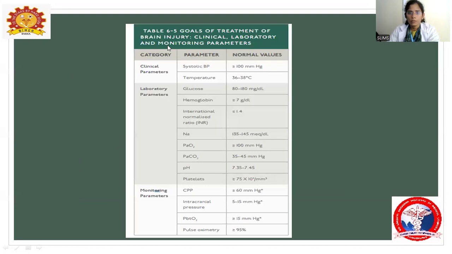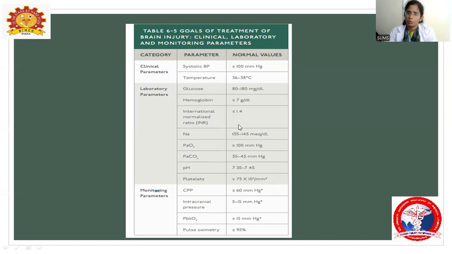Okay. So, what are the goals of treatment? Clinical parameters. Systolic blood pressure should be more than 100 millimeter of mercury for patients more than 65 years old. In those less than 65, systolic blood pressure should be more than 110 millimeter of mercury. Temperature should be between 36 to 38. Glucose should be between 80 to 180 milligram per deciliter because hyperglycemia will aggravate the brain injury. Hemoglobin should be more than or equal to 7 gram per deciliter.